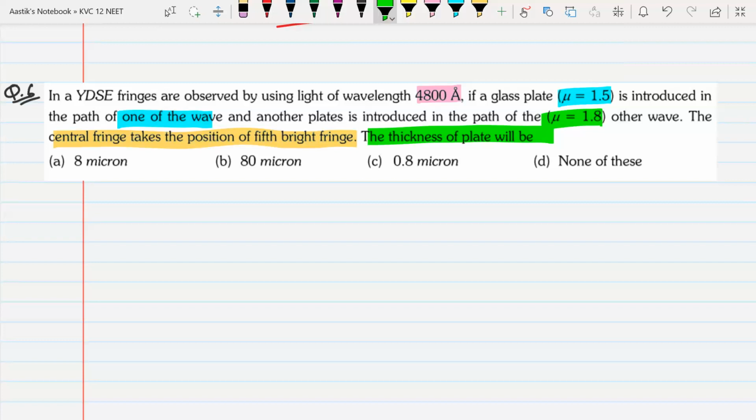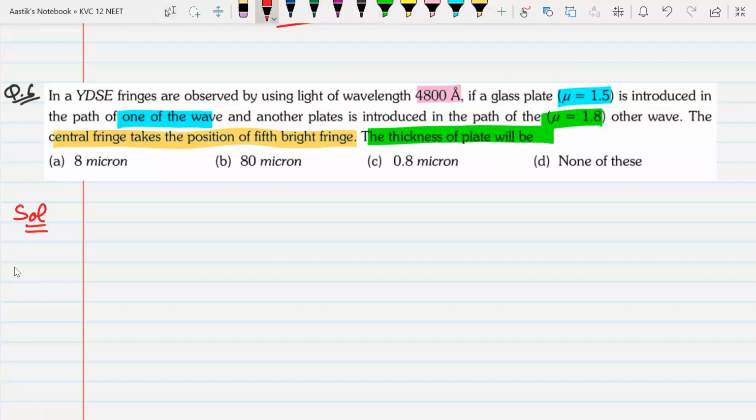Yes, beta, option B, 8 micron. Let me just check. Just give me a minute. I think that is correct. Option B, 8 micron, that is correct. Well done, very well done, beta. I was not expecting that. Good. How did you do this?